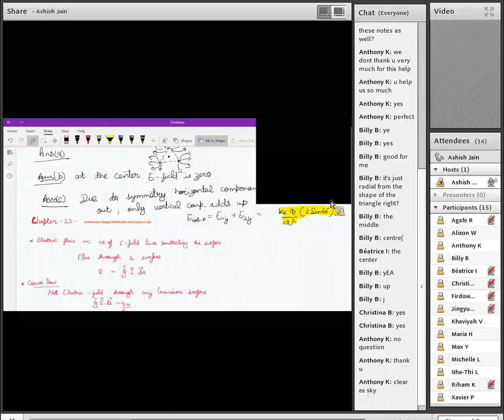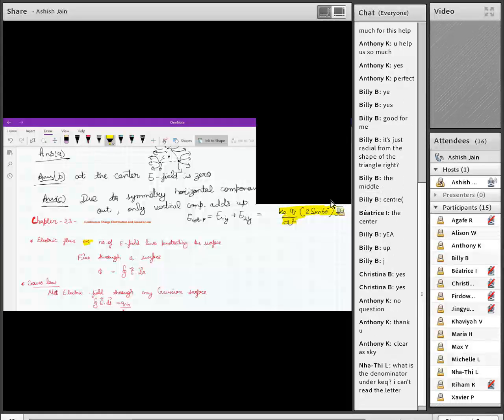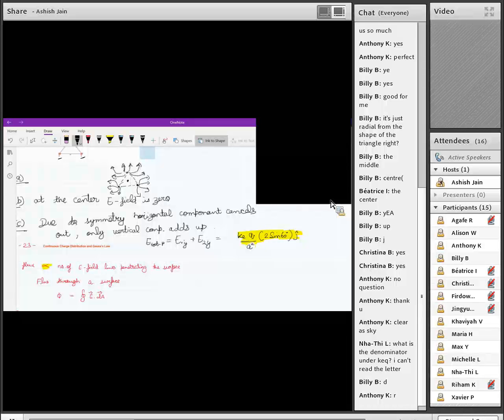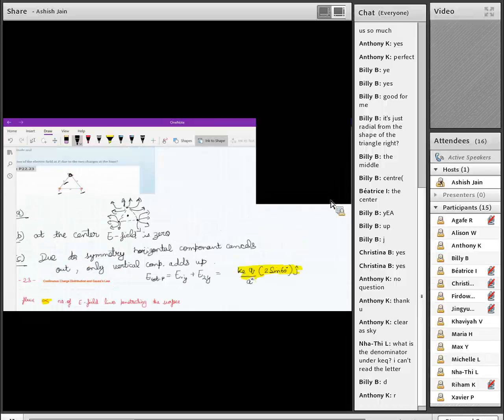Chapter 23 is about continuous charge distributions and Gauss's law, and I'll briefly sum up the points. The main points are as follows: electric flux through any closed surface is directly proportional, this is the symbol for directly proportional, to the number of electric field lines penetrating. What is the denominator under KEQ by? It's just A squared. Wait, I was just reading. This is A squared, the distance. A is the distance given in the figure.